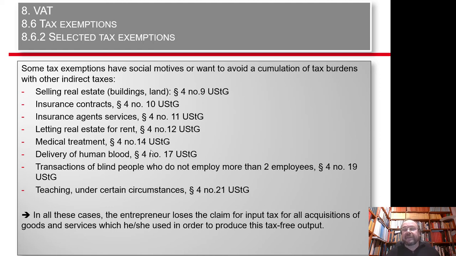For example, delivery of human blood is tax-free. Imagine when you donate blood for the Red Cross, then they always pay you a small amount for it, and that would be a regular activity. It could turn you into an entrepreneur or so, and somebody might come to the idea they charge you VAT on the money which you get from the Red Cross. And that would probably ruin the whole donation campaign.